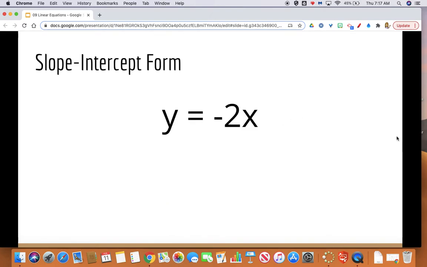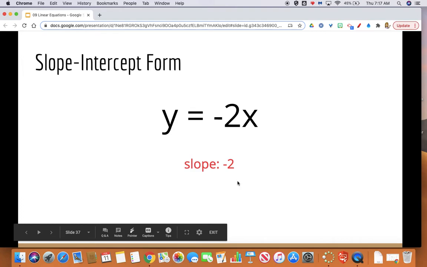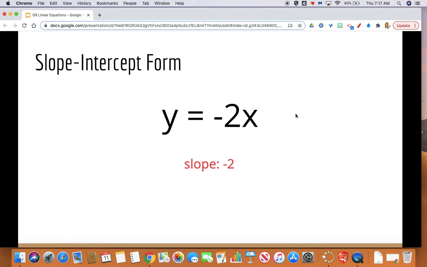And let's talk about this one. What would our slope be for this line? -2. Now we don't see a value there for the y-intercept, so what do we assume the y-intercept is? If we don't see a value there, we assume it's 0, so this line would cross at the origin 0, 0.